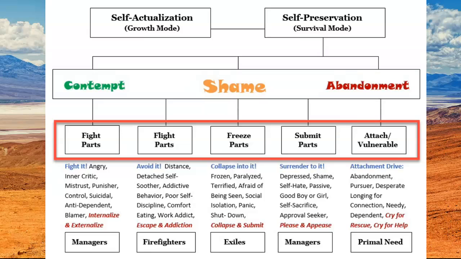Getting sick with the flu, we collapse into the bed and eat chicken soup. This is a healthy freeze response. Following orders from our boss at work is an example of a healthy submit response. True intimacy and the ability to share who we really are with another person is an example of a healthy attachment style and the ability to connect with others.